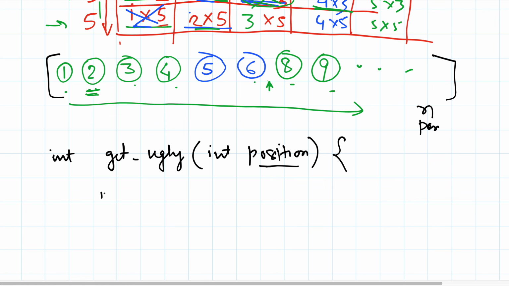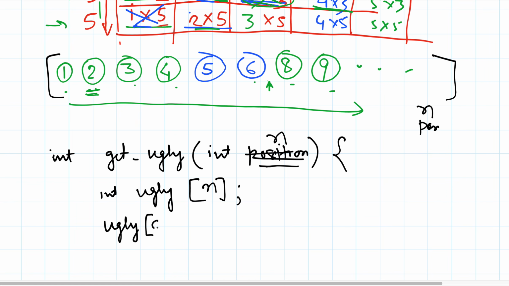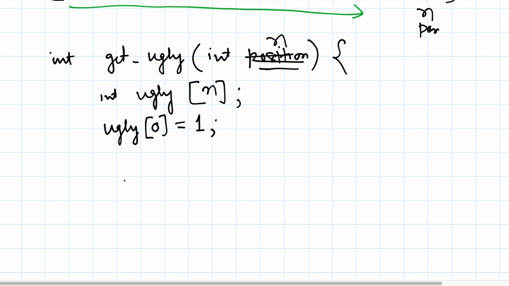So we will take one array for storing the ugly numbers. For simplicity, let's call it ugly of size n, and we will initialize with the base case. Ugly 0 is equal to 1. So this is the base case, and now let's keep a counter. So we have populated one value, so count is 1 now.